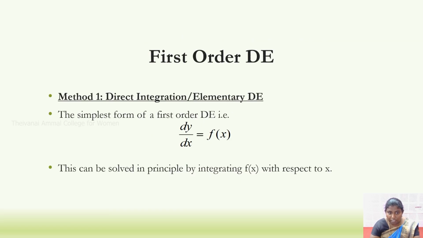First order differential equations. There are 4 methods of solving them. Method 1 is direct integration, or elementary differential equation. The simplest form of the first order differential equation is dy by dx is equal to f of x. This can be solved in principle by integrating f of x with respect to x. Then we get the answer y is equal to some value.